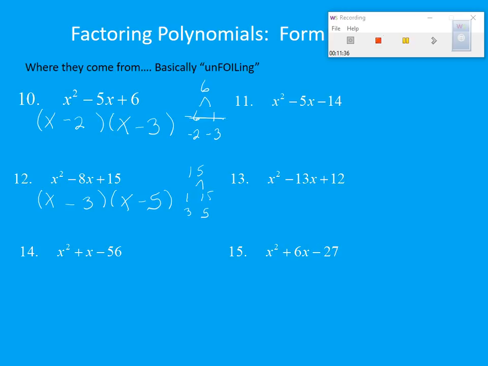My number 14, once again, my a value is 1, so I'm going to go x and an x. I need two numbers that multiply to be negative 56, so one's positive and one's negative. My choices are 1 times 56, 2 times 28, 4 times 14, 5 doesn't go, 6 doesn't go, 7 times 8. Find the ones that you can make multiply to be negative 56, but add up to be positive 1. So in this case, positive 8 and negative 7.